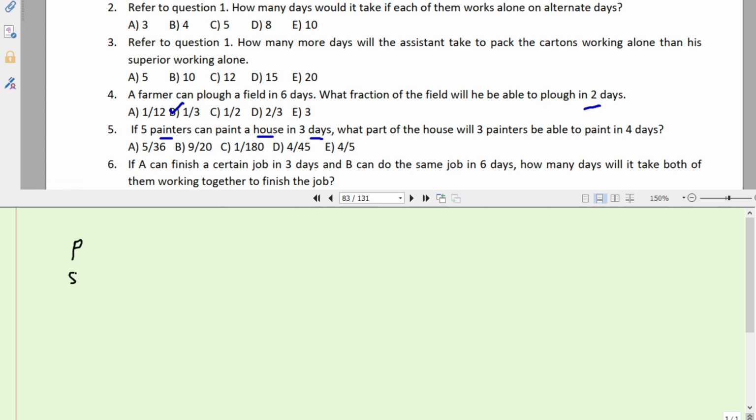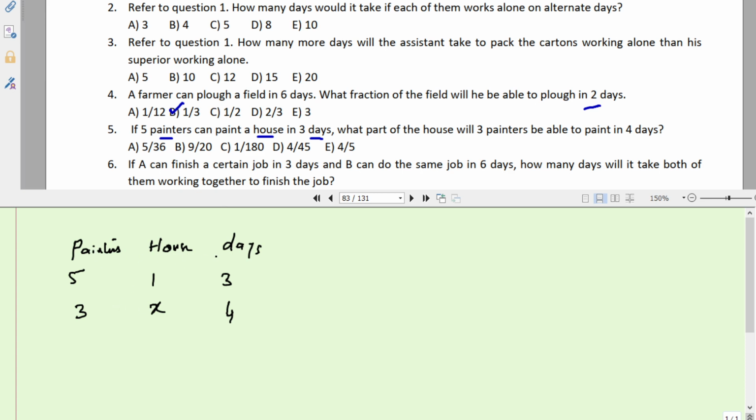Five painters, 1 house, 3 days. Okay. Now the question says, what part of house will 3 painters be able to paint in 4 days? 3 painters, 4 days. How many houses or how much part of house, whatever.